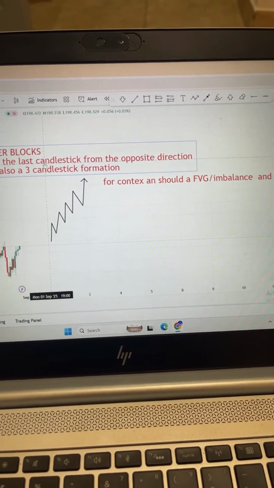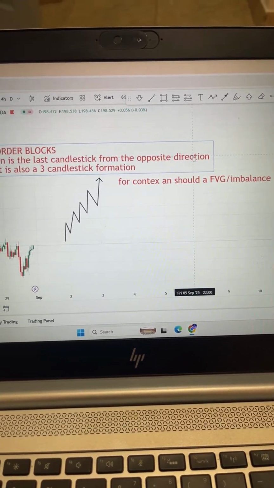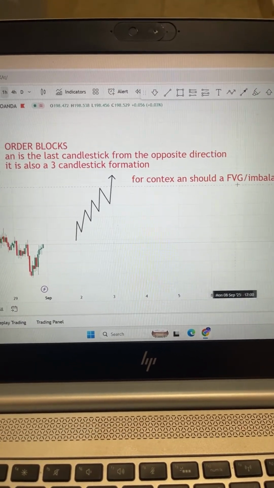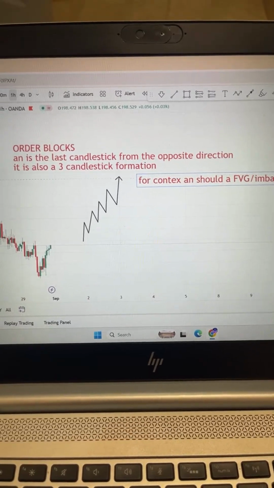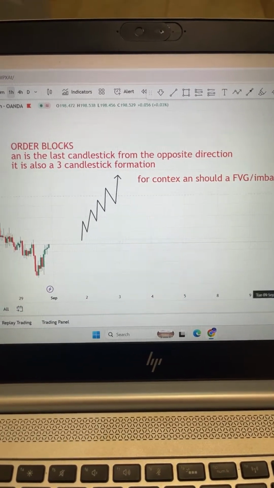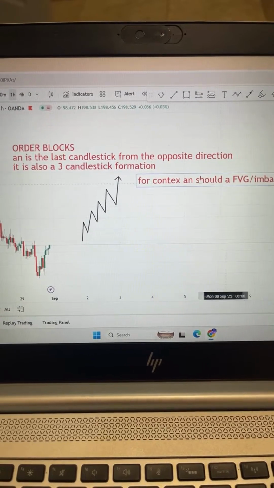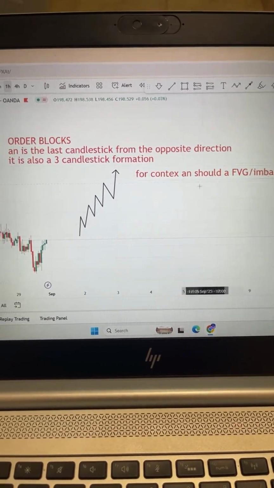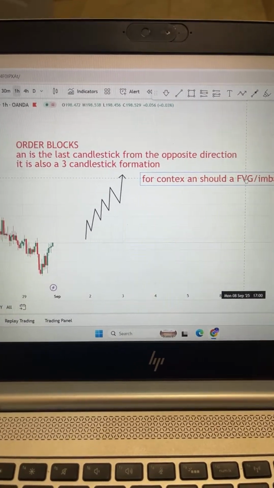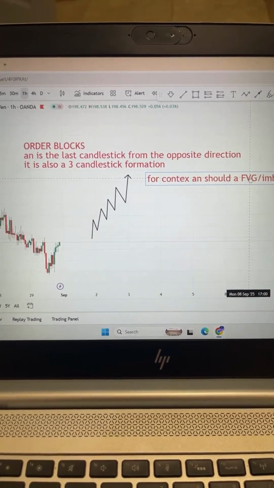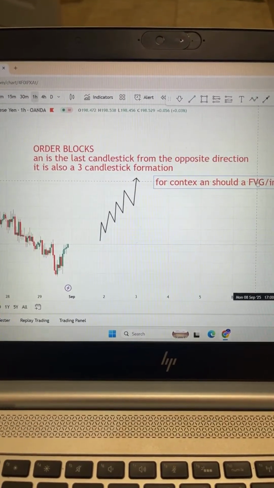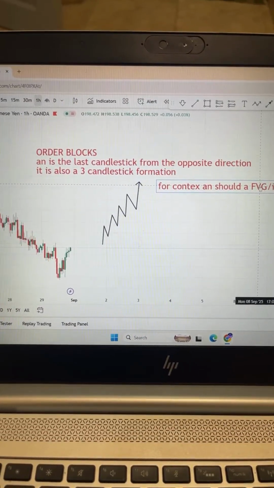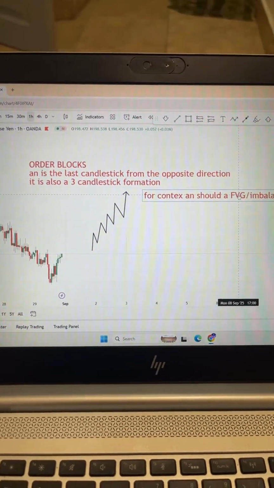So an order block is the last candlestick from the opposite direction. For context, it should have a fair value gap or imbalance and a liquidity sweep. For you to know that it's valid, it should have all of this. If it doesn't have a fair value gap, it is invalid, because we have two types of order blocks: the bullish order block and the bearish order block. For the bullish, it's where we buy from. For the bearish, it's where we sell from. These are the two that we have.